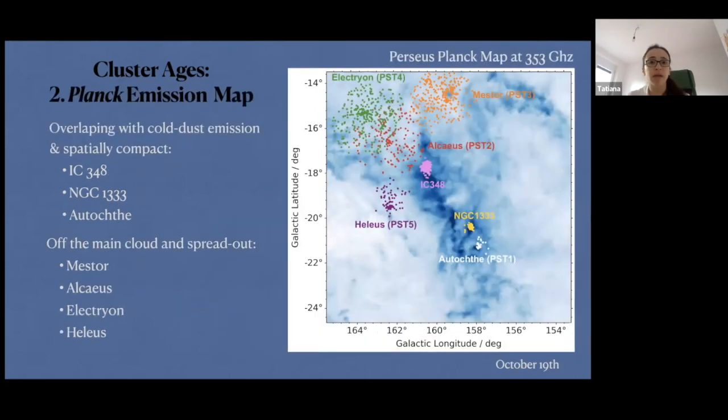The second indicator I use is to overplot these clusters on a cold dust emission map from Planck data, at 353 gigahertz, and now in galactic coordinates. What we see is that IC348 and NGC, which we know are star-forming clusters, coincide with some cold dust emission, and so does Autochthy. They're also very compact structures, whereas Helios, Electrion, Chaos, and Mestor are located off the main cloud of emission and are also more spread out distributions.